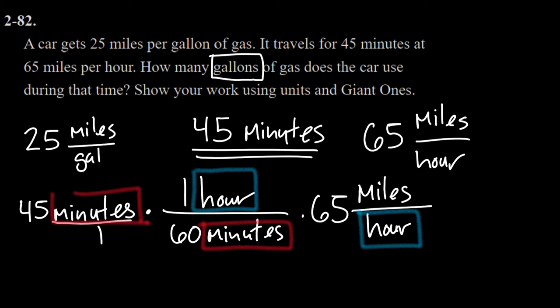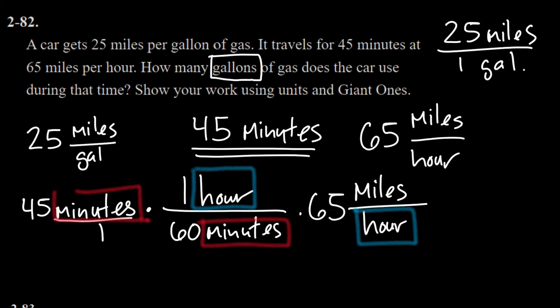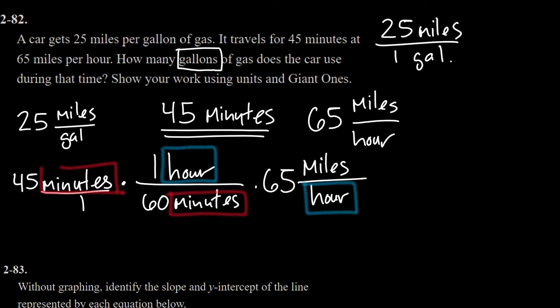What I need to do now is figure out a way to get the miles to go away, and I want it to become just gallons. So I have miles. I need to figure out how to do that. Well, if I'm getting a rate of 25 miles per 1 gallon of gas, that's equivalent to saying that 1 gallon of gas gets me 25 miles.